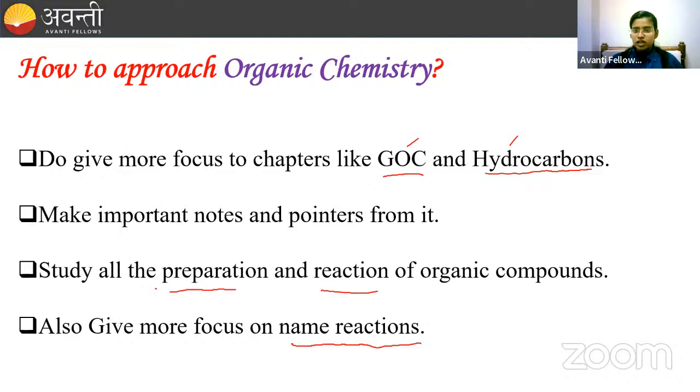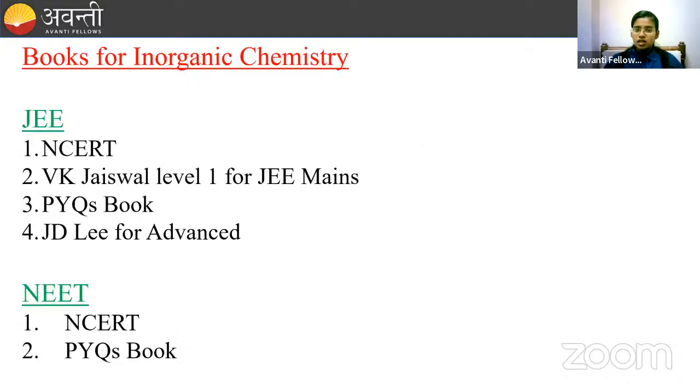Okay. Good. Very good. So what is the book you need to refer for inorganic? The first thing, for both JEE and NEET, is NCERT. For JEE Mains, you have to use VK Jaiswal Level 1 for practicing purposes, and the previous year question books, and the JD Lee book for JEE Advanced. And coming to NEET, the previous year questions and NCERT itself are enough. Okay, for all 3 branches of chemistry, for NEET, these two are enough. Got it? So NCERT and previous year questions are very important.